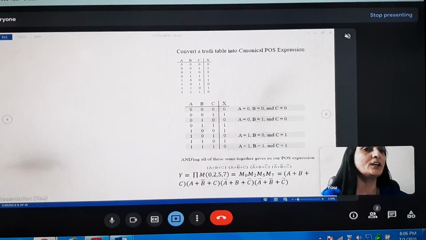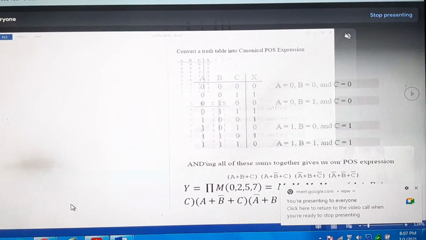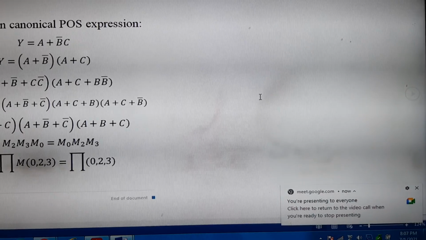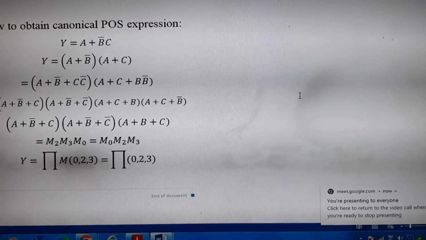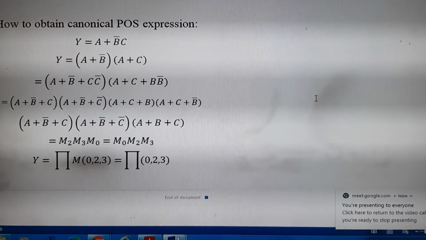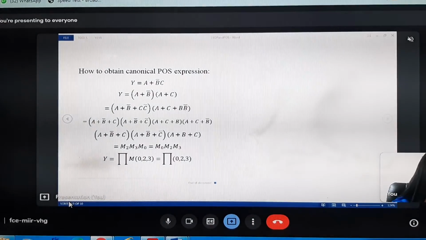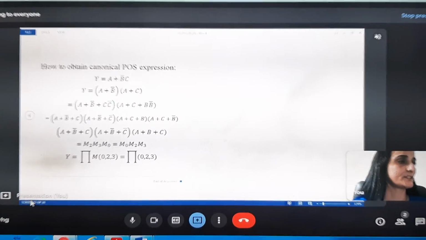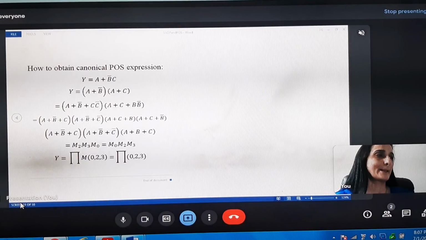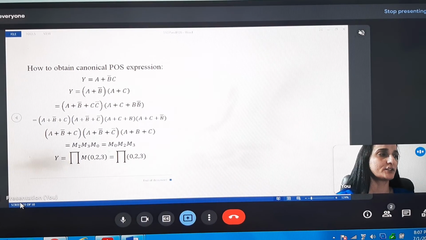Okay. Now, moving on to another slide. How to obtain canonical how to obtain canonical POS expression. Wait, please. Okay, sorry for the disturbance. Now I think the screen is clear to you and it's quite visible.